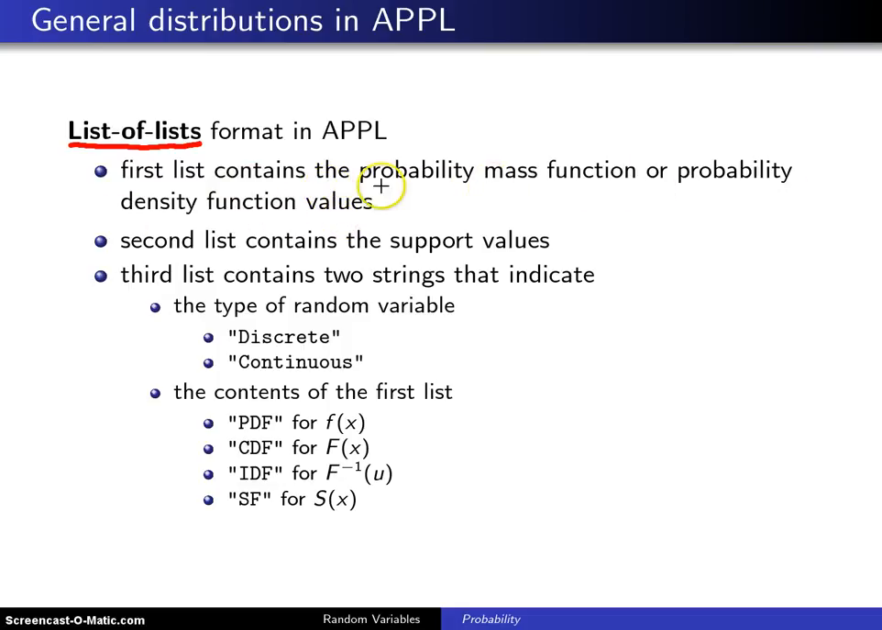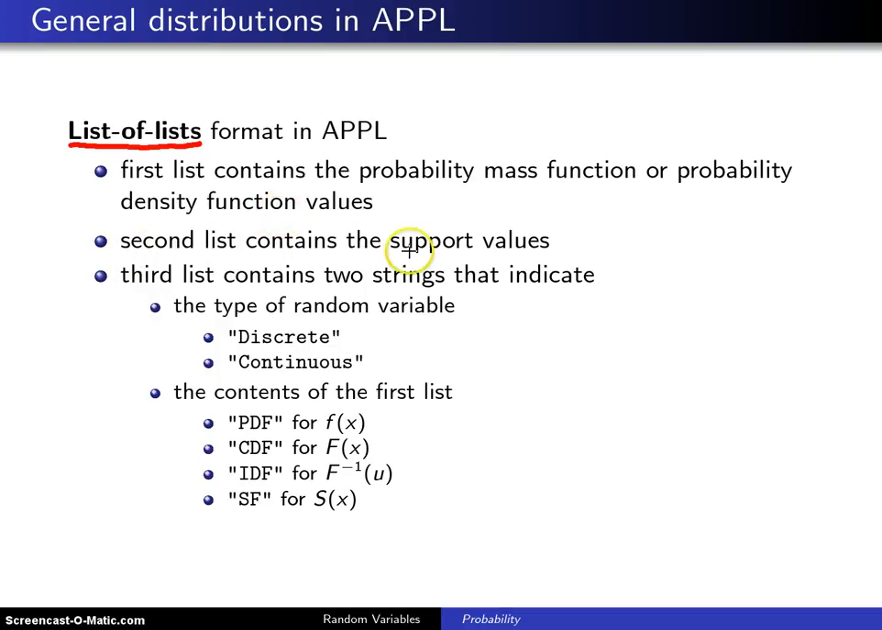So if it is a discrete random variable x, you might actually list the mass function values right there, and you'll see that illustrated on the next example. If it is a continuous random variable, then you will actually put in the probability density function.